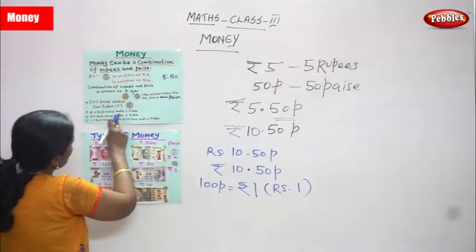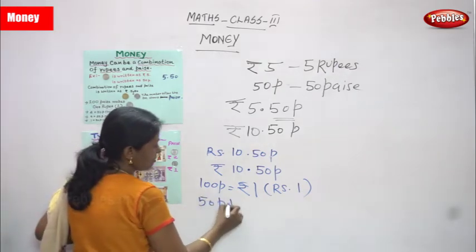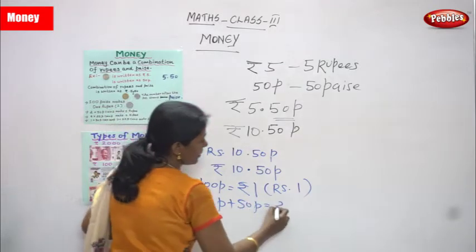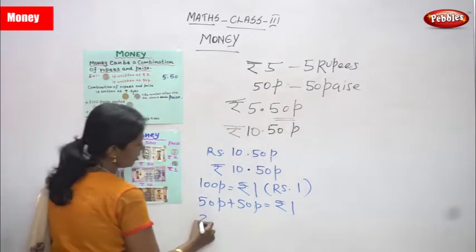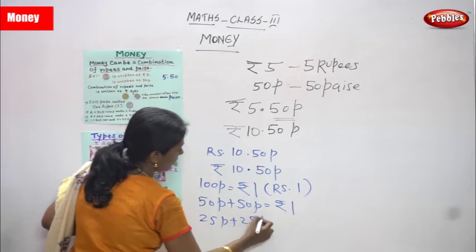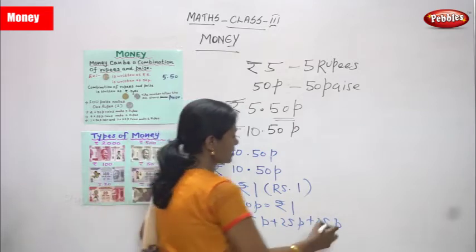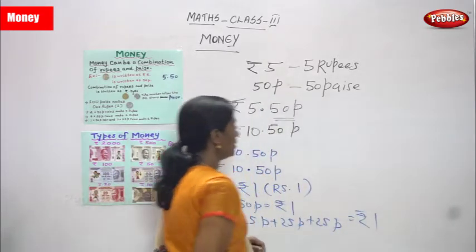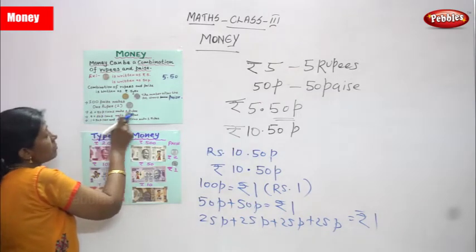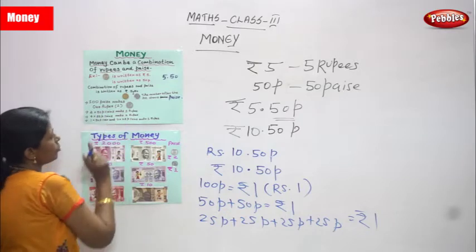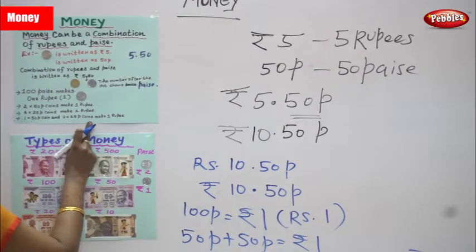2 into 50 paise coins makes what? 1 rupee. So 50 paise plus 50 paise, you get again rupees 1. Next, 4 25 paise coins: 25 plus 25 plus 25 plus 25 makes rupees 1. Otherwise, you multiply 4 into 25 paise coins, you get 1 rupee. And 1 into 50 paise coin and 2 into 25 paise coins make 1 rupee.